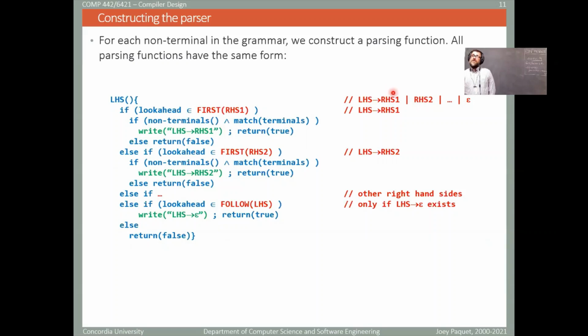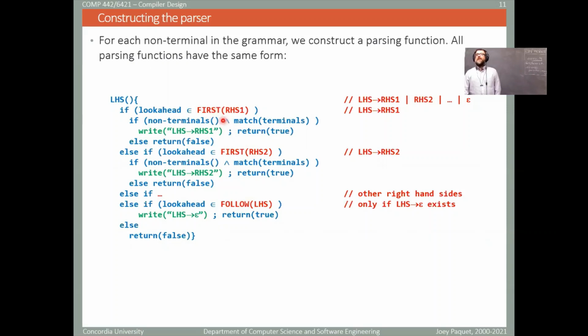Now here you essentially have all these alternatives. For each of the alternatives, for each of the right-hand sides, you should have one branch. In this case, we have one branch for right-hand side 1, one branch for right-hand side 2, and so on and so forth, and then one branch finally for the epsilon rule.